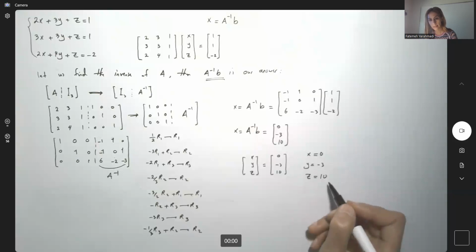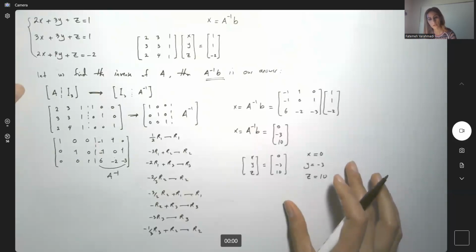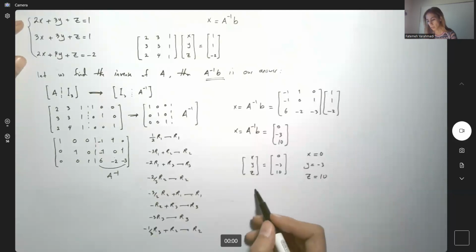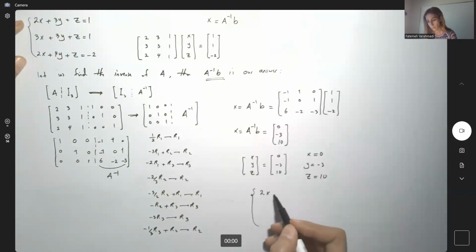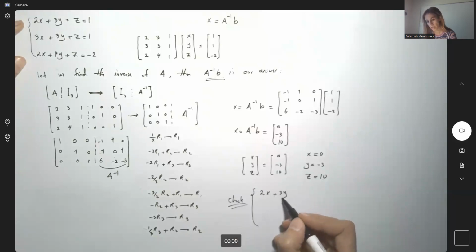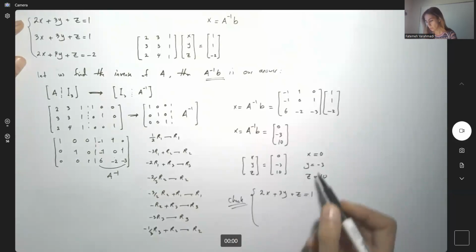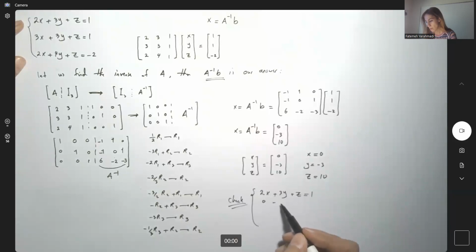We can also plug this back into the system of linear equations and check to see if it's correct or not. My system is 2x plus 3y plus z equals 1. So this guy says, hey, 0 minus 9 plus 10, which is 1. Of course, it is correct. It is true. Let's check the second equation. We have 3x plus 3y plus z. This guy must be equal to 1.